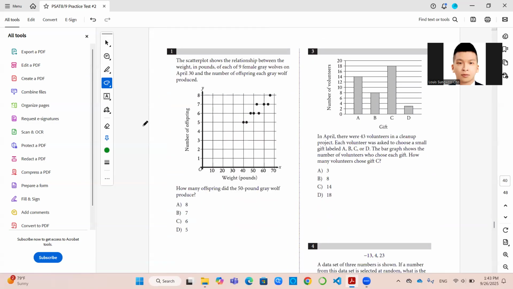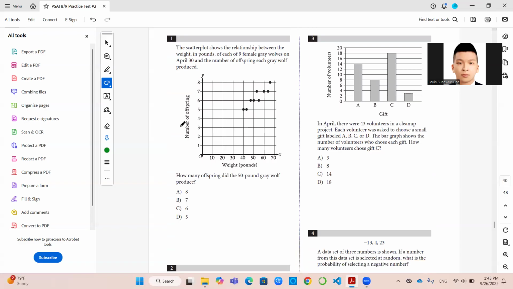The scatter plot shows a relationship between the weight in pounds of each of 9 female gray wolves and the number of offspring each gray wolf produced. How many offspring did the 50-pound gray wolf produce? So we look at 50 and the number of offspring, so 6. So C is the correct answer.